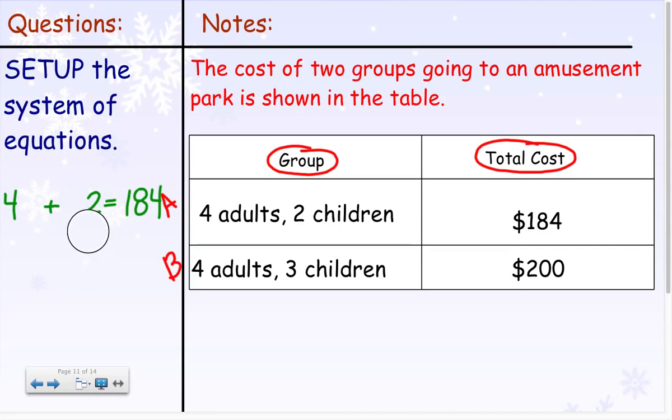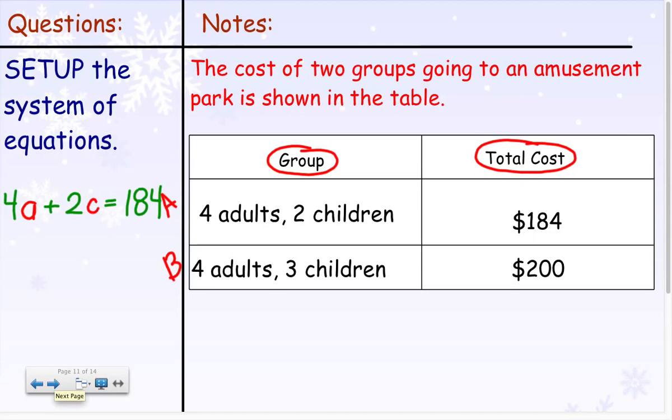Now the only thing that I'm missing from this problem is variables. So we're buying 4 adult tickets. We don't know the price, but it's 4 tickets times the cost of an adult, plus 2 children times the cost of a child. So there is our first equation.